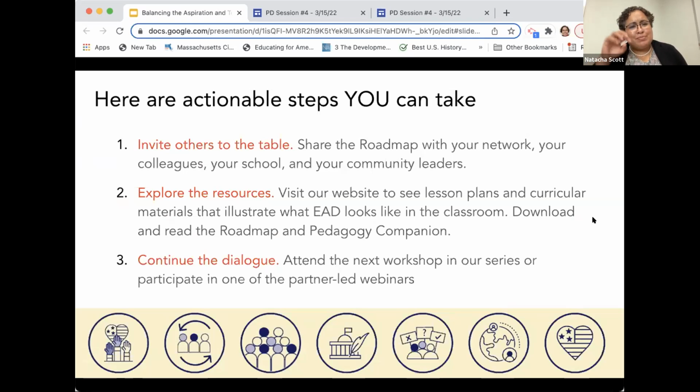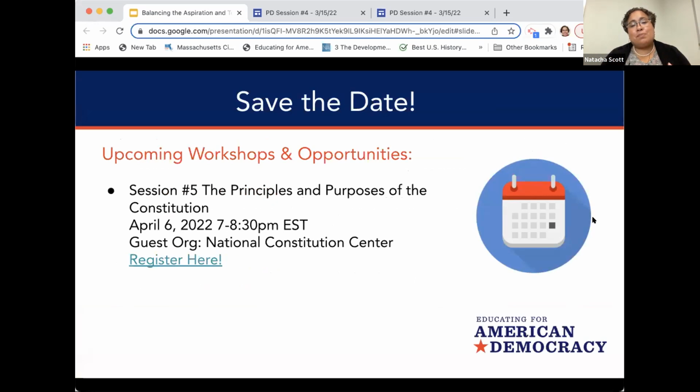And if you want to know what you can do from here, invite others to the conversation. If you remember our map, we have some states that haven't even started to explore with us in this conversation. So share the roadmap with your network, your colleagues, your friends. Go back to the website, explore the resources. I know we've put that link into the chat, and continue the dialogue. We'll have our next session on April 6th, and the National Constitution Center is going to be joining us as we continue the conversation and think about the purposes and principles of the Constitution.